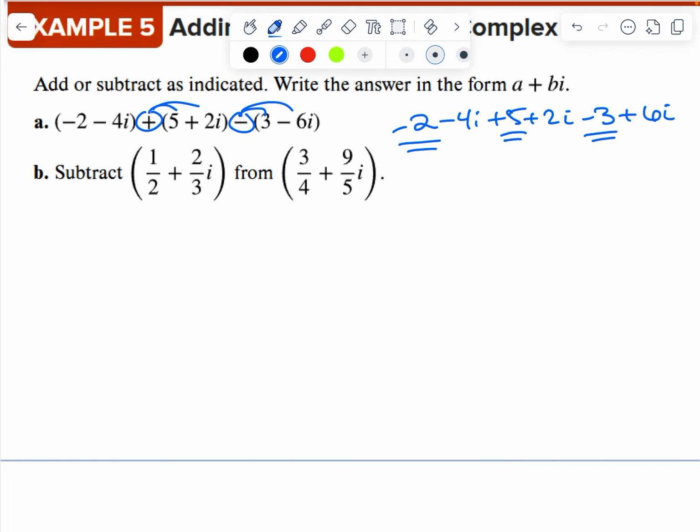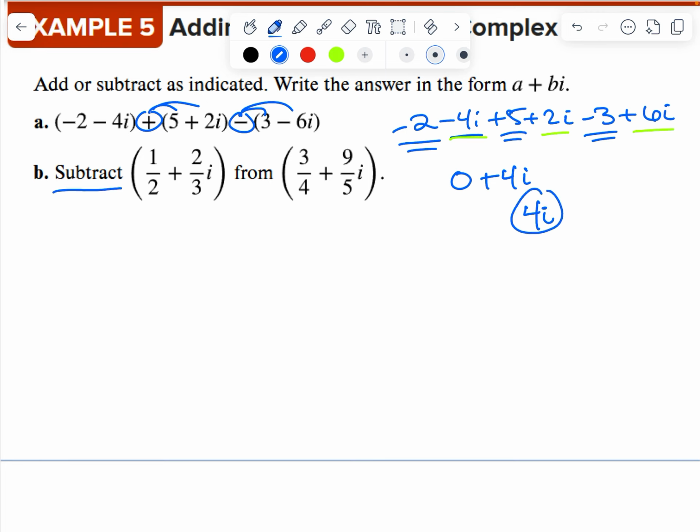Negative 2 plus 5 minus 3 is going to give you 0. Negative 4i plus 2i plus 6i should give us plus 4i. If either of these pieces are 0, you can just ignore it. So our final answer here can just be 4i.